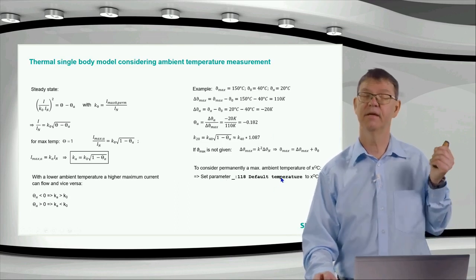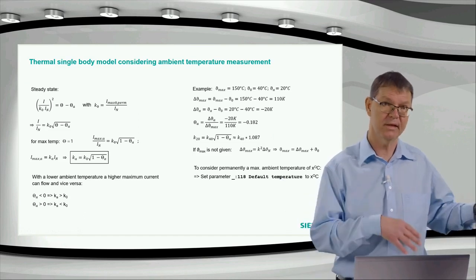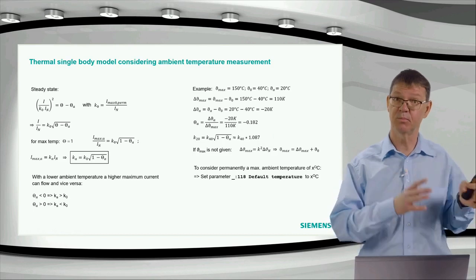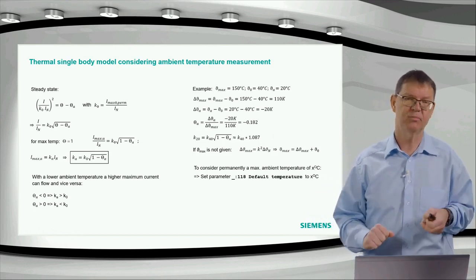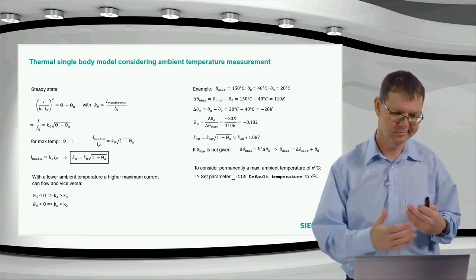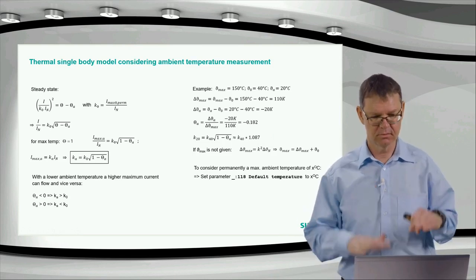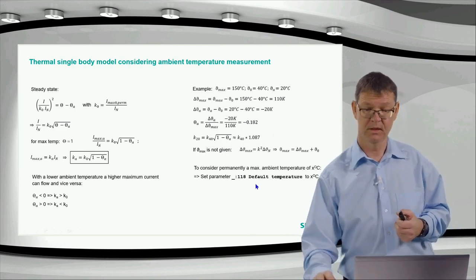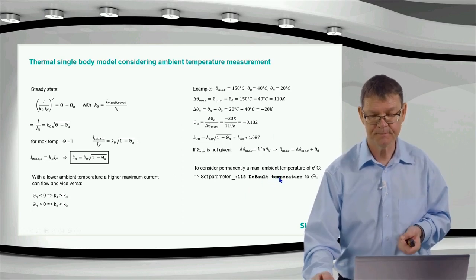And here I can set the ambient temperature, which I normally have, or which I permanently have, or for which I want to set up my protection function. And this is normally the biggest temperature I can have, because then I have the smallest margin for the current. So the current is then the smallest value which I can put into the motor if the temperature is the highest one. So I just set this setting, default temperature.